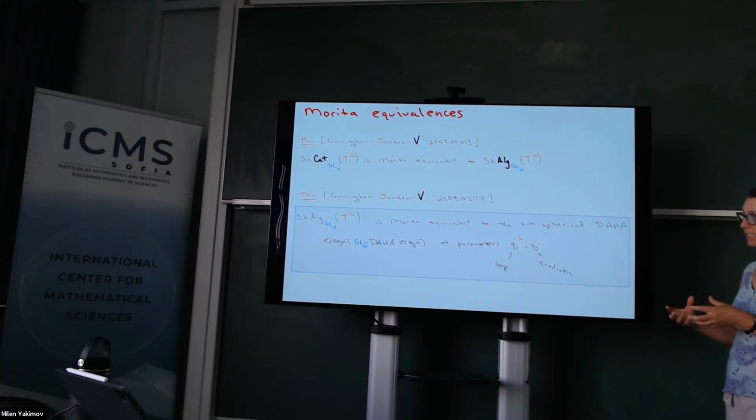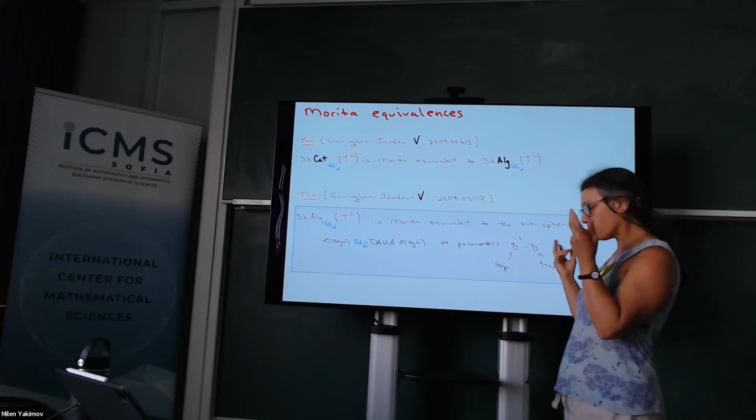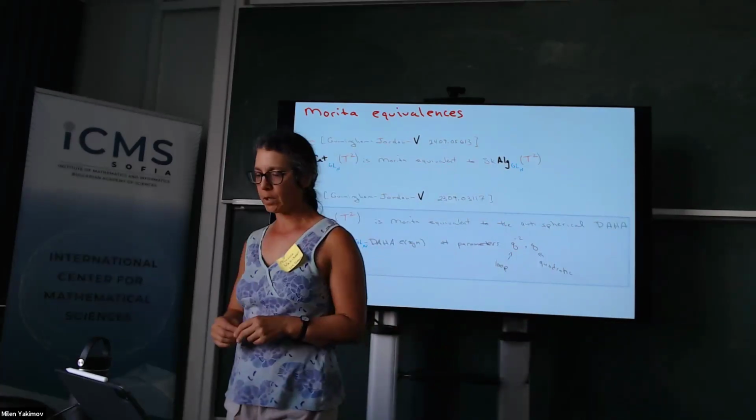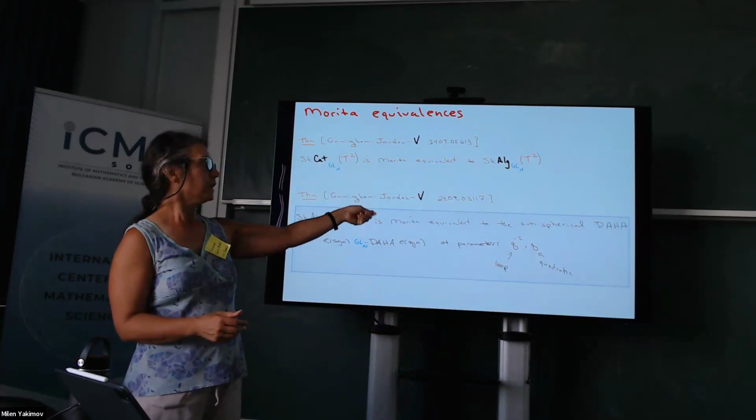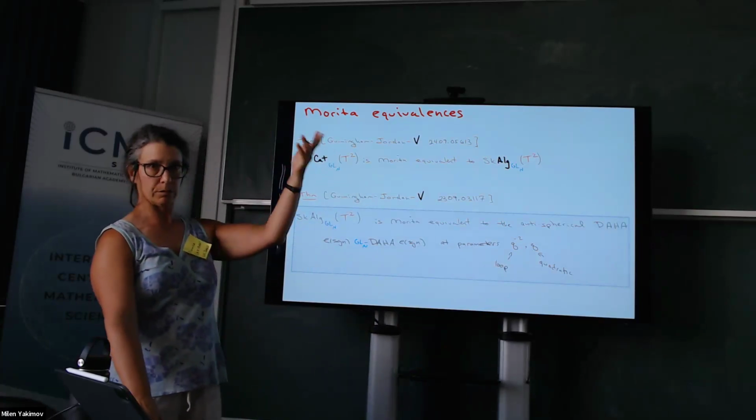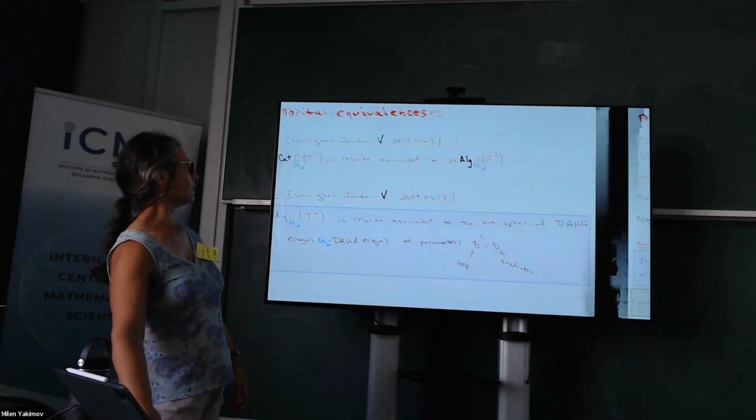Okay, and it's not just any GLN DAHA, it has two parameters, a loop parameter and a quadratic parameter. And the quadratic parameter is our Q, and so on. And the loop parameter is an appropriate power of it.